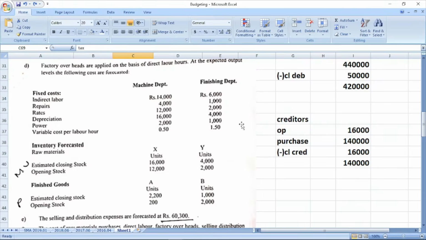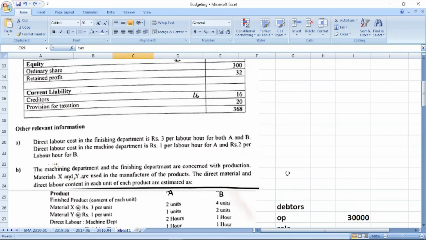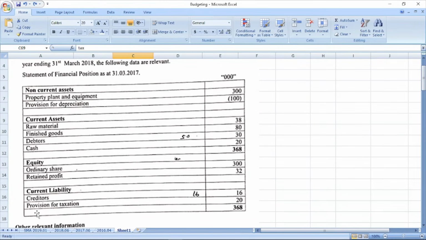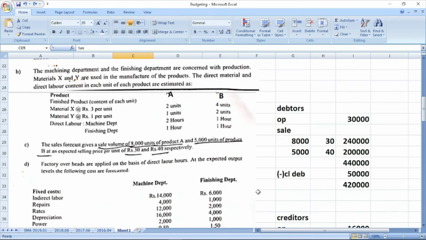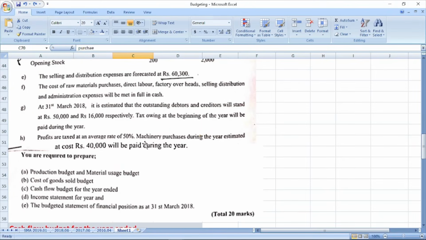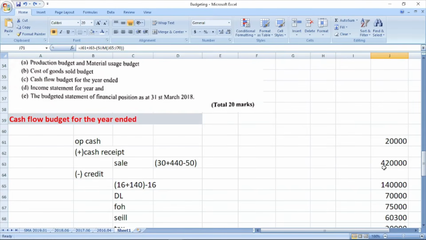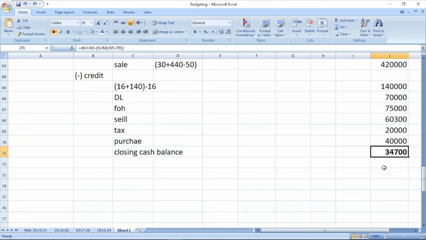Next, they said tax at the beginning of the year will be paid during the year. The beginning of the year tax is provision for taxation, it is 20,000. And machinery purchase during the year estimated at cost 40,000 will be paid during the year. Now we can get the closing balance. How do we get the closing balance? Opening cash plus 420 cash receipt and minus the payments. Final value is 34,700.